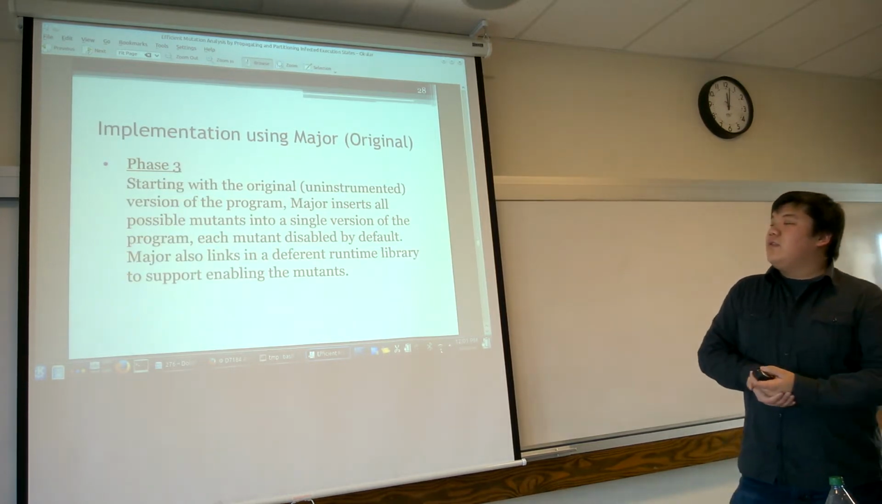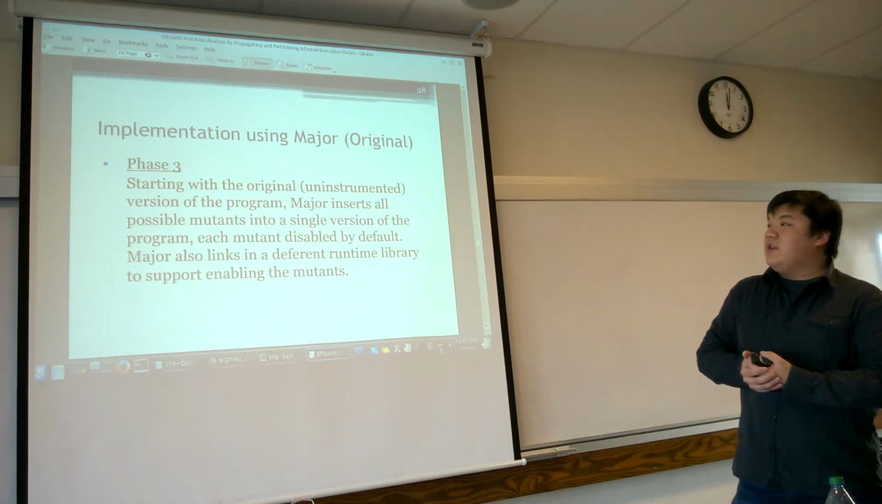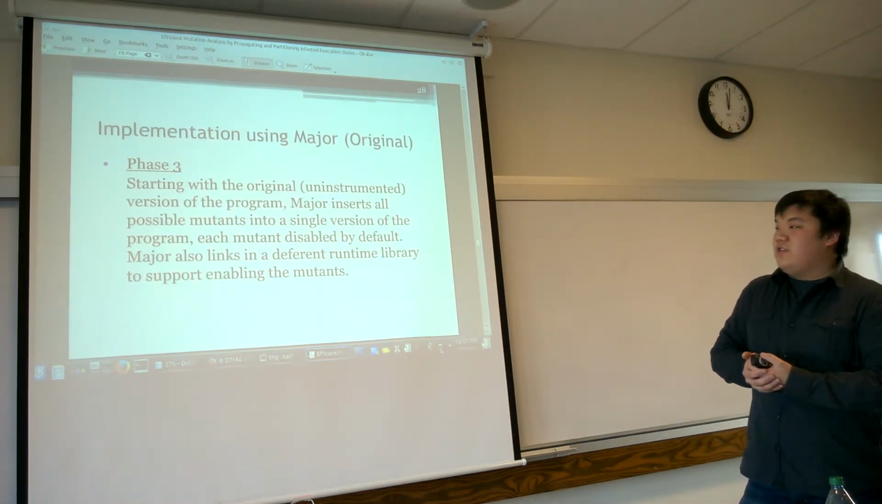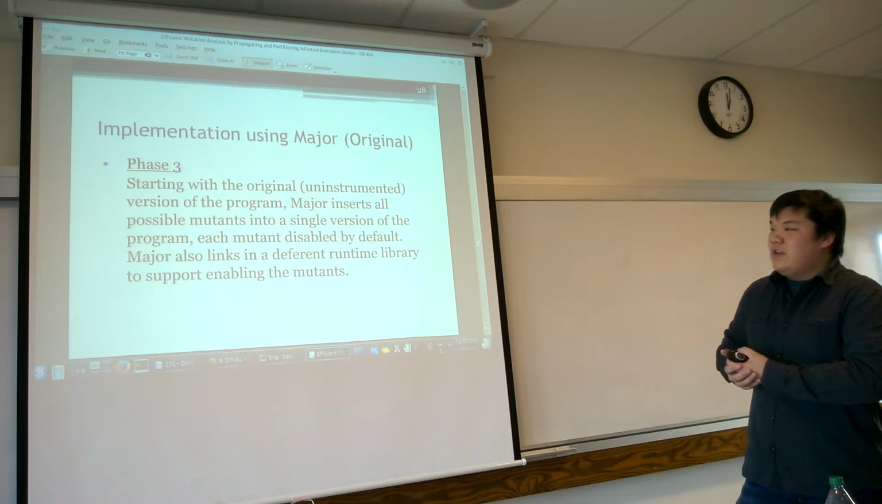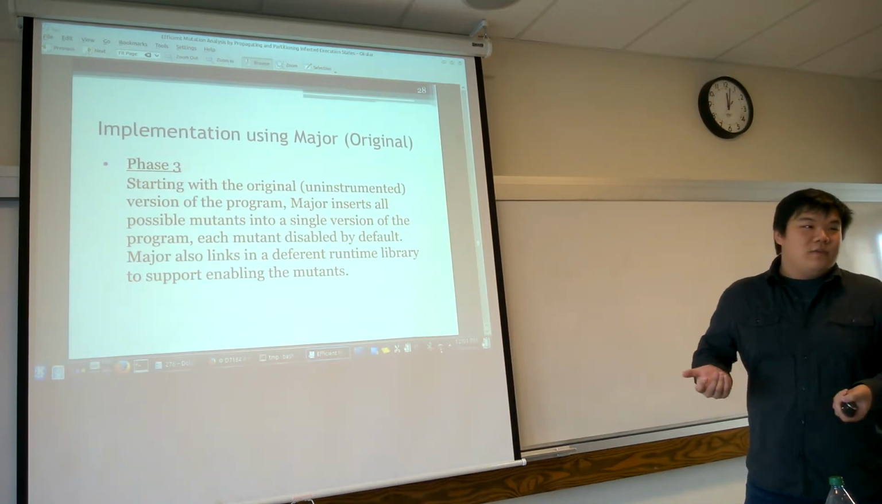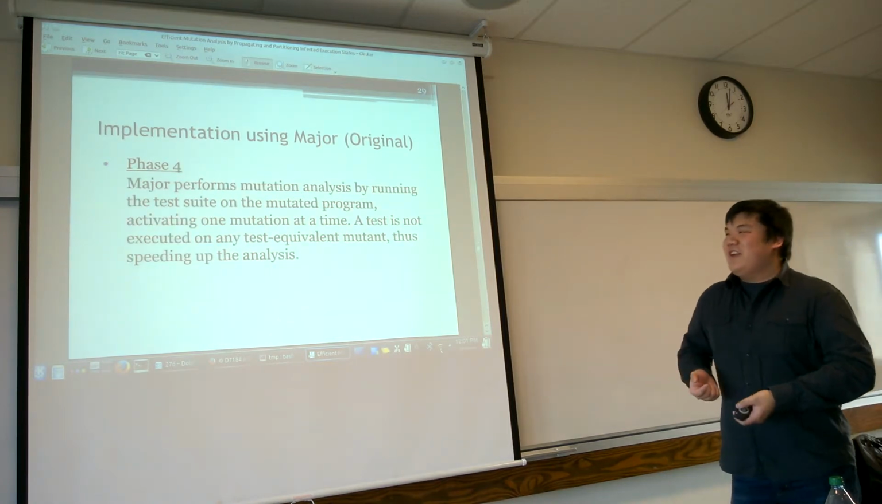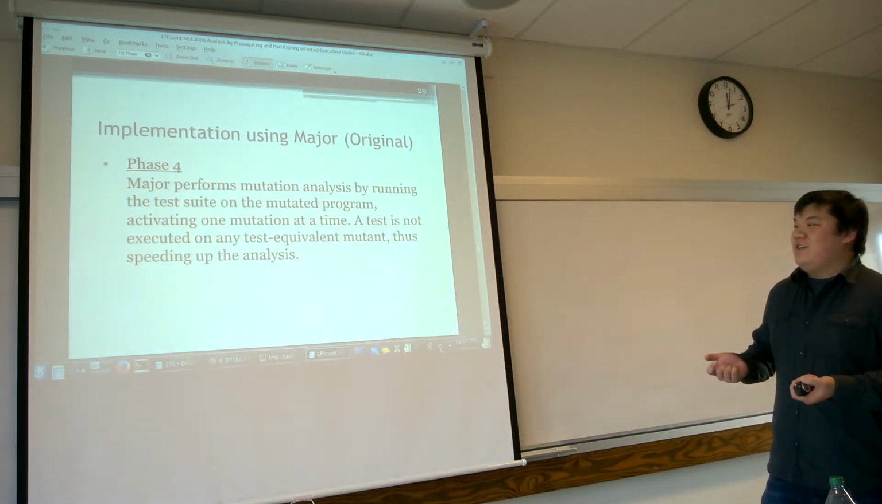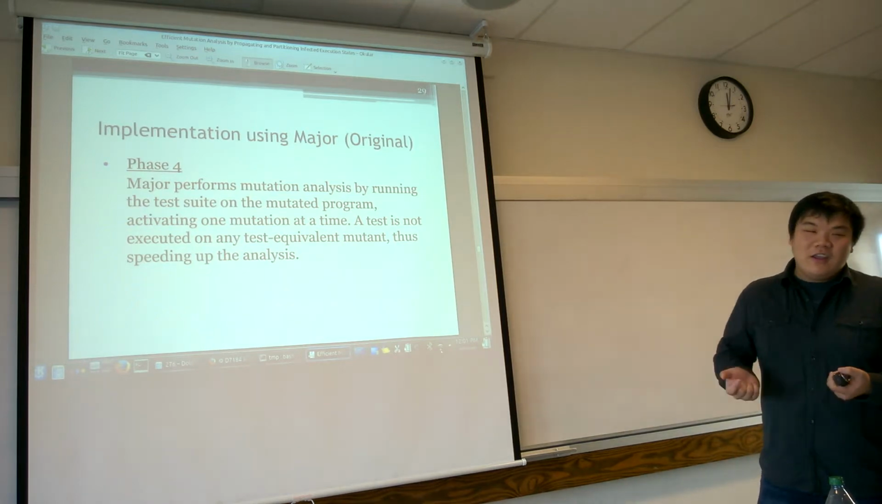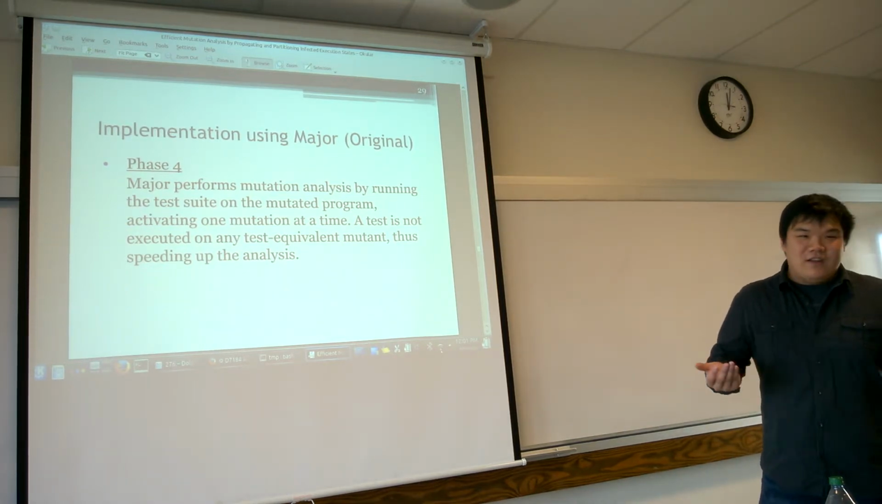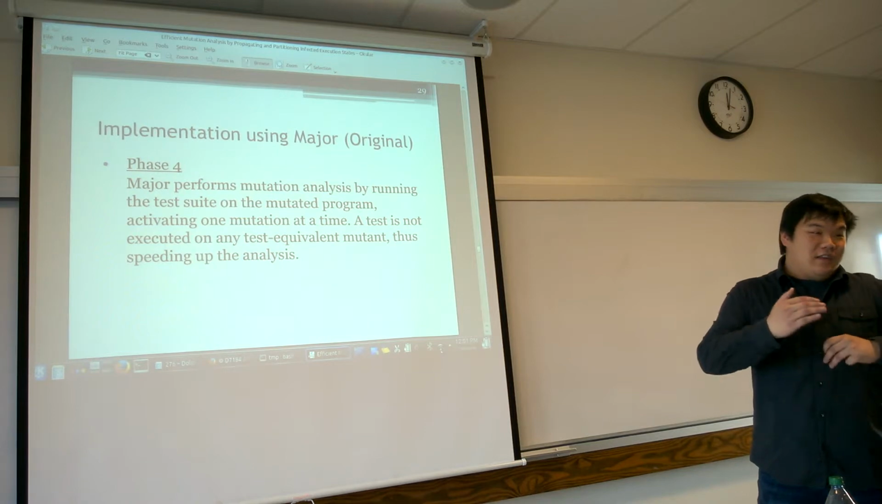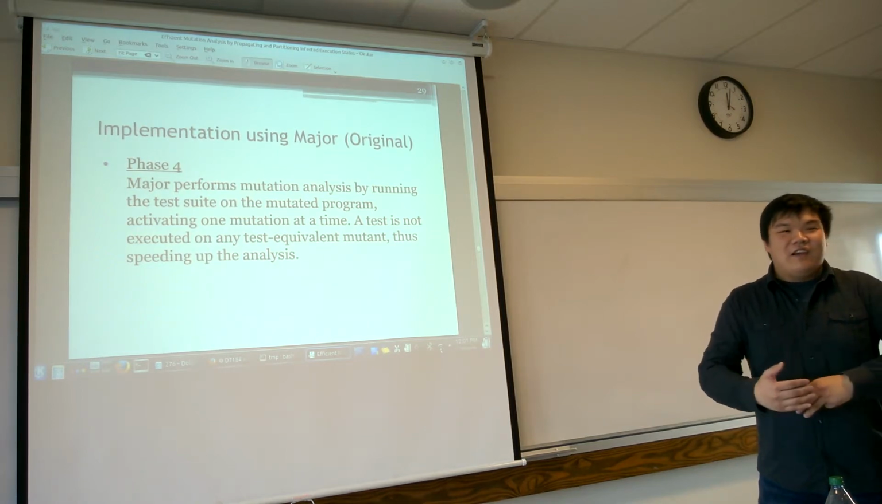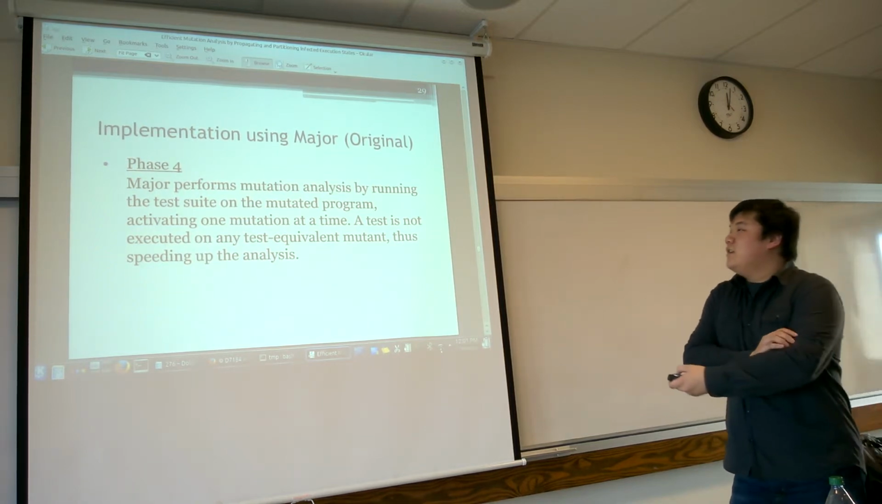And then in the third phase, they start with the original version of the program. Major then inserts all the possible mutants into a single version of the program, and each mutant is disabled by default. And then the fourth one is just mutation analysis by running the test suite on the mutated program, and it activates each mutant one at a time. So it basically does an execution for every single mutant that they generated in the previous three phases.